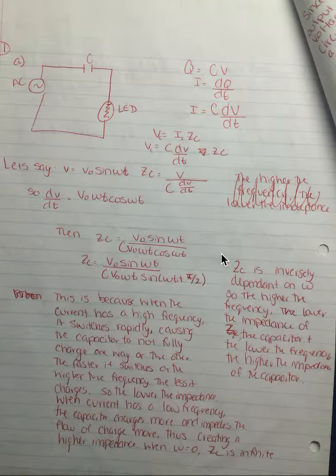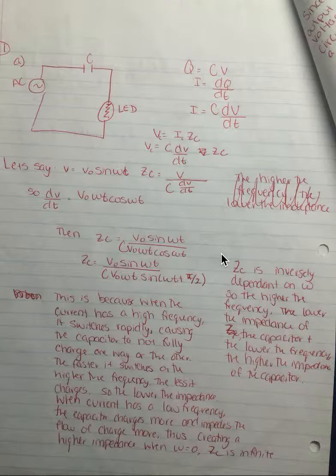So Zc is inversely dependent on W, or frequency. So the higher the frequency, the lower the impedance of the capacitor, and the lower the frequency, the higher the impedance of the capacitor. This is because when current has a high frequency, it switches rapidly, causing the capacitor to not fully charge one way or the other. The faster it switches, or the higher the frequency, the less it charges.